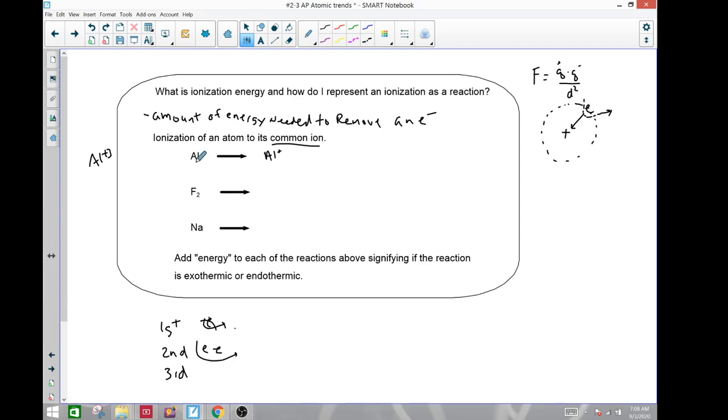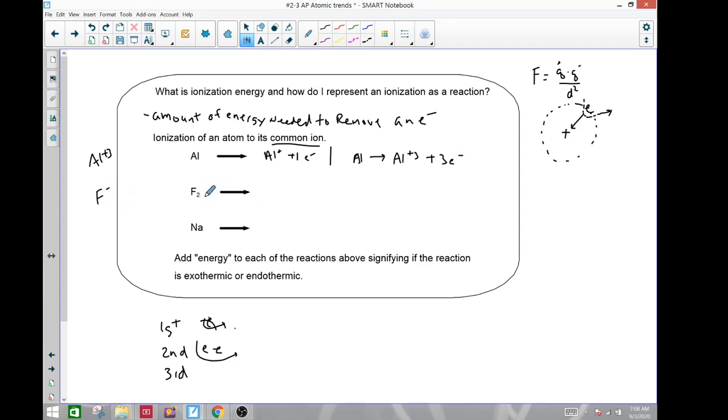An aluminum has 13 protons. So this guy has 13 protons and 13 electrons. This guy's got 13 protons and 12 electrons. And here is the electron that you would remove. Keep in mind this is oxidation. If I want to do all 3 at once, I would just do aluminum goes to aluminum plus 3 plus 3 electrons. There you go.